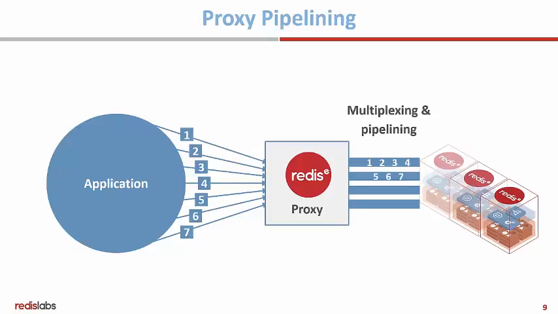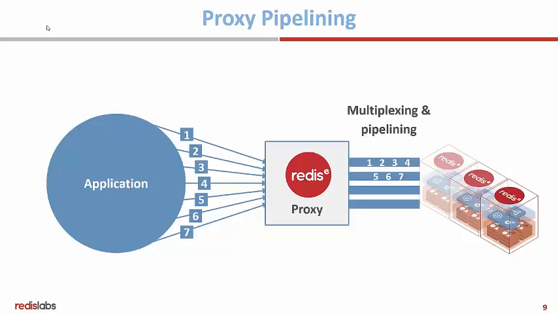there's another benefit of that proxy in that it also does multiplexing and pipelining. So it's intelligent enough to know if I have, say, operations 1, 2, 3, 4 that need to go to shard A, it can package this up in bulk, so to speak, and ship those off as one operation and avoid, minimize the latency is the goal here.